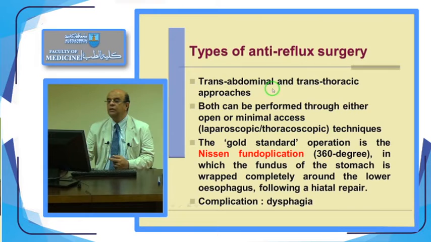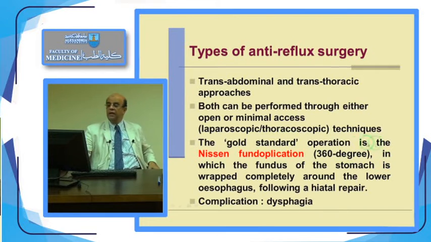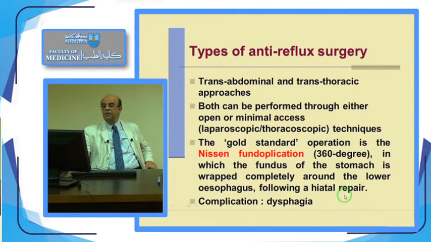So this can be done transabdominally or transthoracic. Both can be performed through either open or laparoscopic or thoracoscopic, and the gold standard operation is the Nissen fundoplication, where a fundic wrap is done for 360 degrees around the stomach, around the lower esophagus, following a hiatal repair.